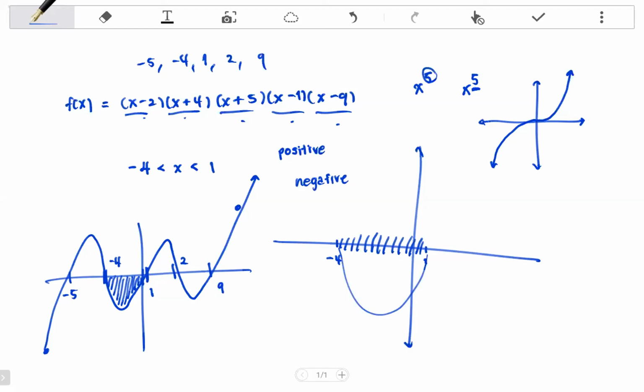Sometimes it's going to ask for the interval, like for say -4 to 2. Then it's both negative and positive, right? It's negative between -4 and 1 and positive between 1 and 2. So sometimes it can be both negative and positive, but in this case, it only asked from -4 to 1, which is just negative.